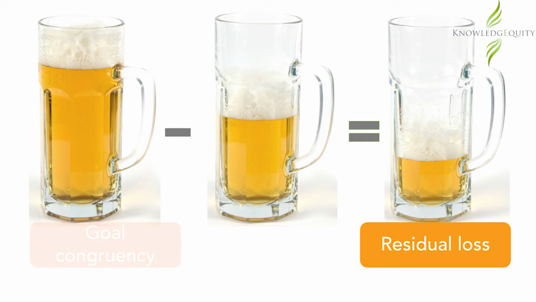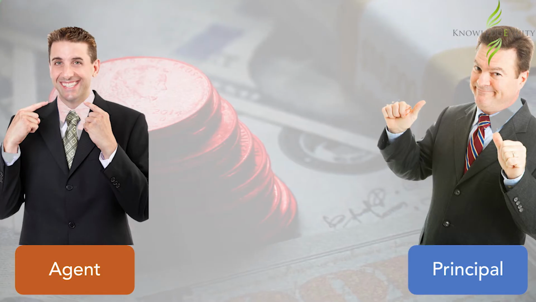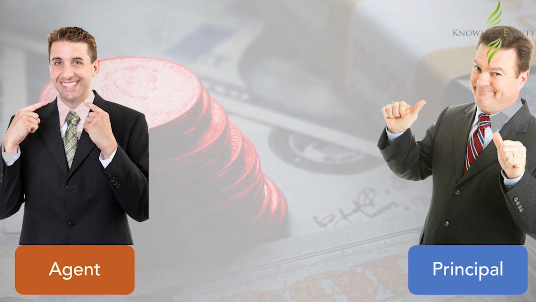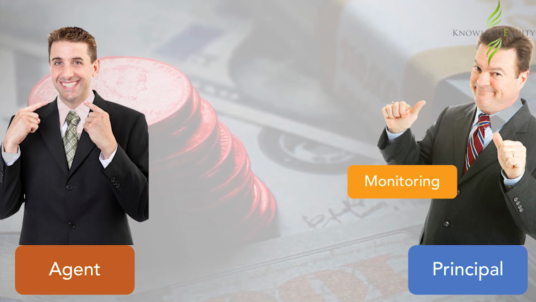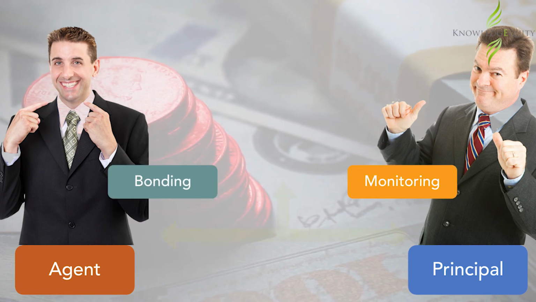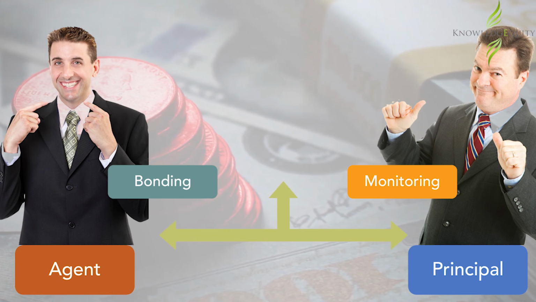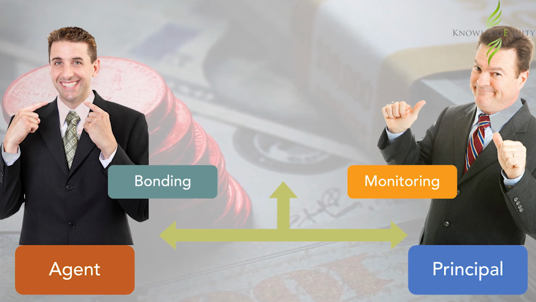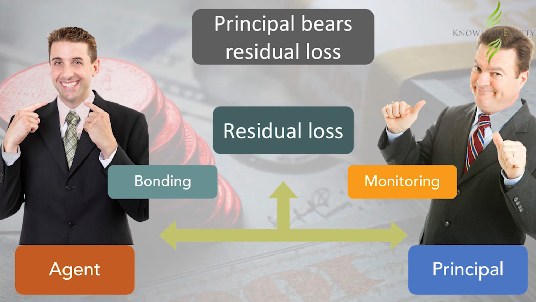Residual loss is the difference between perfect goal congruency and what has actually been achieved. Remember, agents and principals are both regarded as egoists, so they are expected to act in their own self-interest. Even though monitoring costs and bonding costs may align goals, there would always be some differences between what the principal wants and what the agent actually does. These differences are referred to as residual loss, and it is borne by the principal.